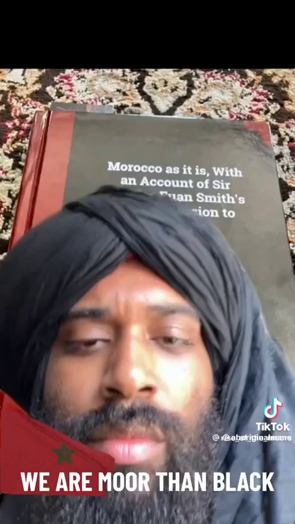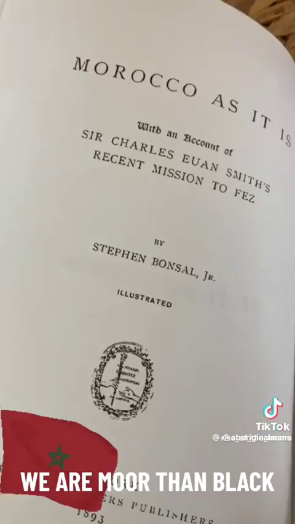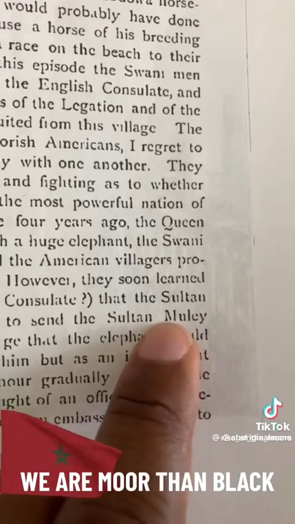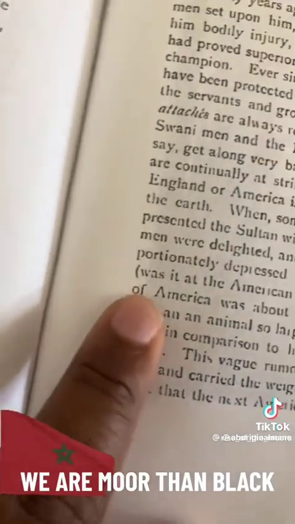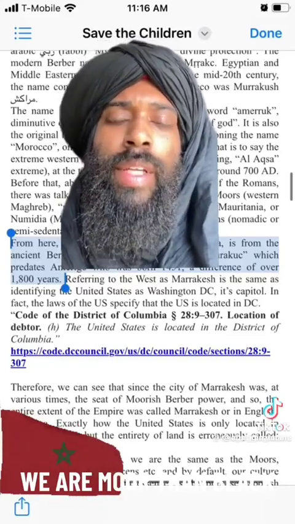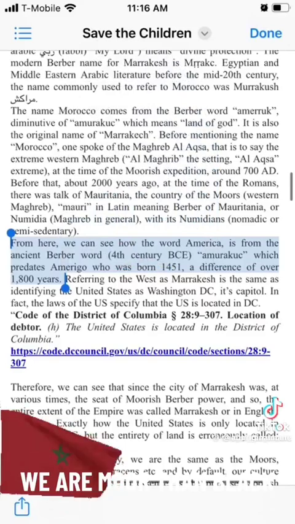America. And as we can see from this book right here, Morocco as it is, published in 1839, there's a Sultan of America. And as we can see here, the word Morocco is derived from Medikesh, which is derived from the Berber word Ameruk, which from Ameruk we can see and hear America, America, which means America is not derived from an Italian man named Amerigo, when the Berber word is 1,800 years older than Amerigo.